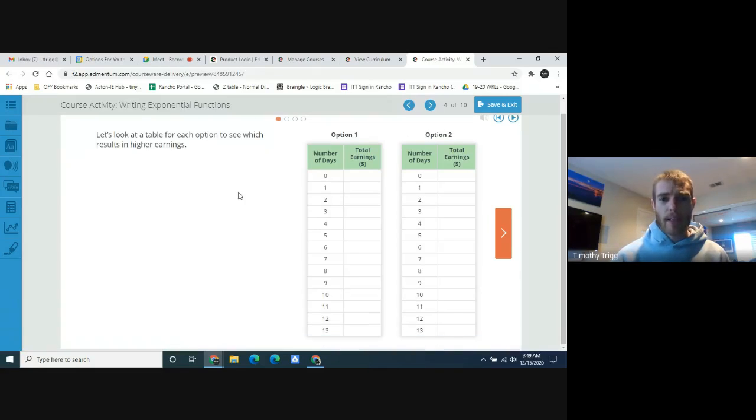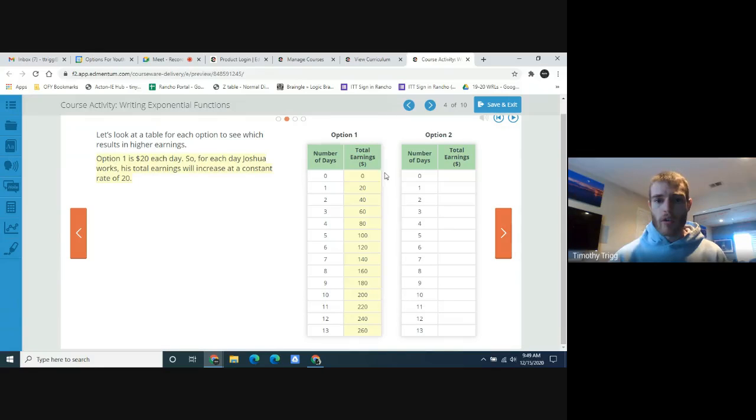Well, let's look at the options. So option 1, the total earnings. In the start, he earns nothing, but after the first day, he gets $20. Oh wait, he gets $20 more each day. So on the second day, he gets $40. On the third day, he gets $60. On the fourth day, he gets $80 for that day of work. Okay, you can see by the 13th day, he's earning $260 a day. Not bad.